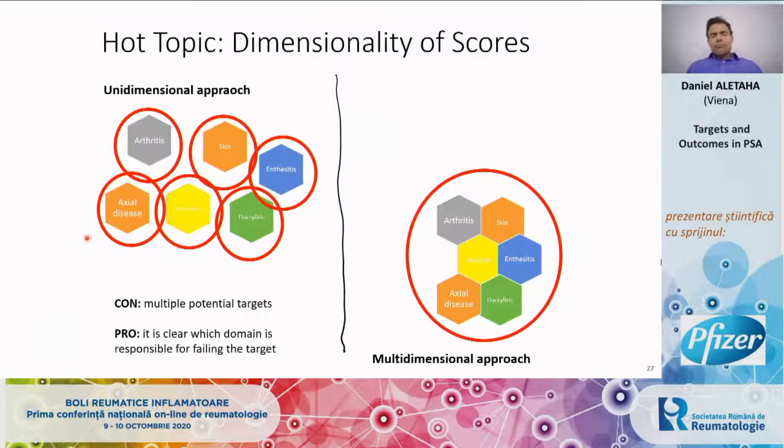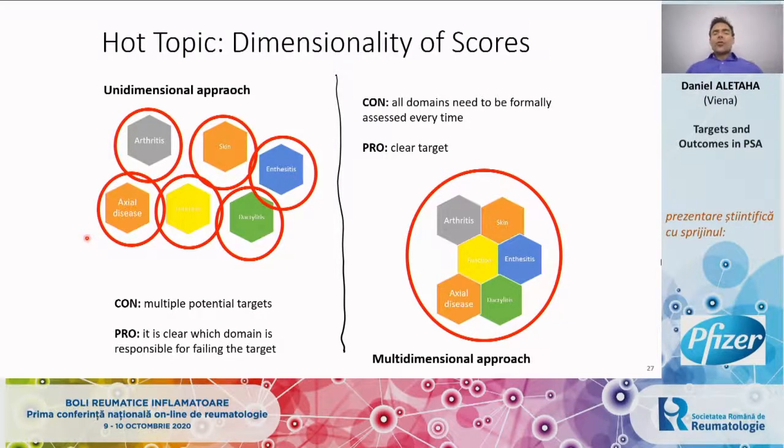And there are advantages and disadvantages of both approaches. If you think about the unidimensional approach, of course, the disadvantage is that you have multiple potential targets, and you might find yourself in a patient where one domain is on target, which can be, for example, peripheral arthritis and skin, and another domain is not on target, say the axial spondyloarthritis component of psoriatic arthritis. This sounds like a con, but in fact, with the unidimensional approach, you exactly know which component is a problem. And I'll talk about this in a second, why this is so important to know which domain is the problem.